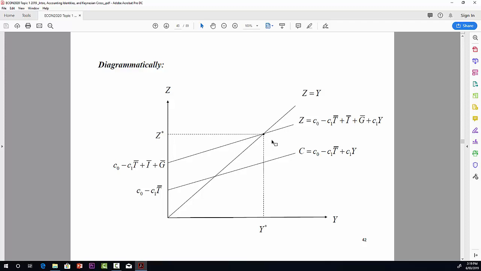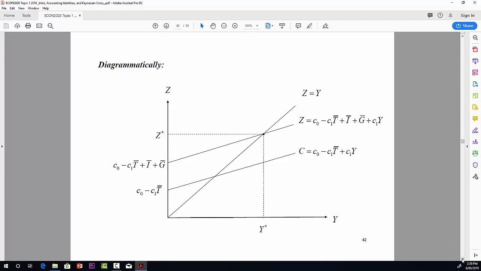And actually, once we know what Y star is, then we can just follow this dotted line here, and this will tell us what C star is, how much consumption expenditure happens in equilibrium. So we could draw a little dotted line over here, and this will tell us C star. I didn't do that just to try to keep the diagram visually simple, but you could do that.